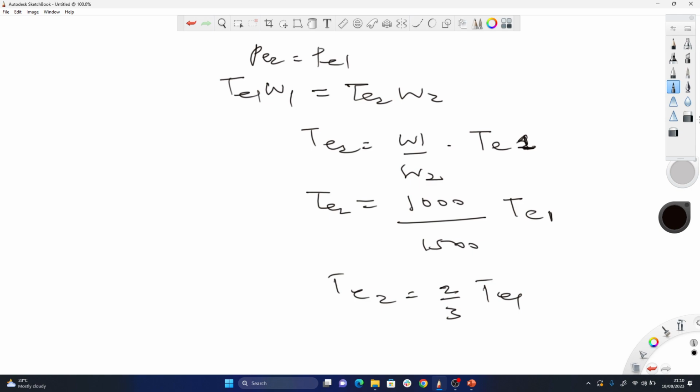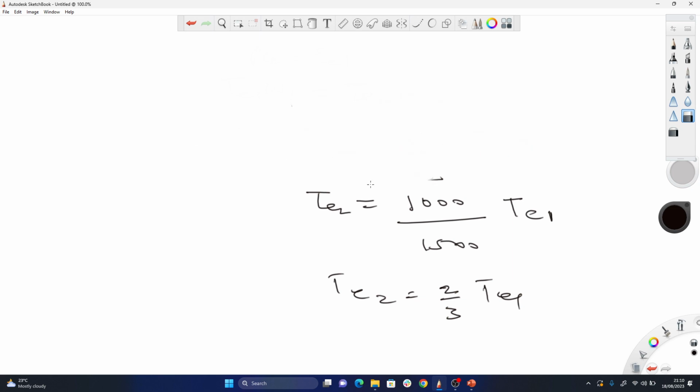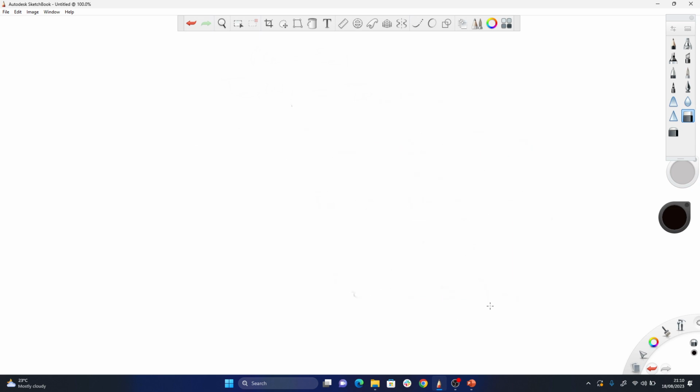Now let's move on to speed control of what? Speed control of DC series motors.